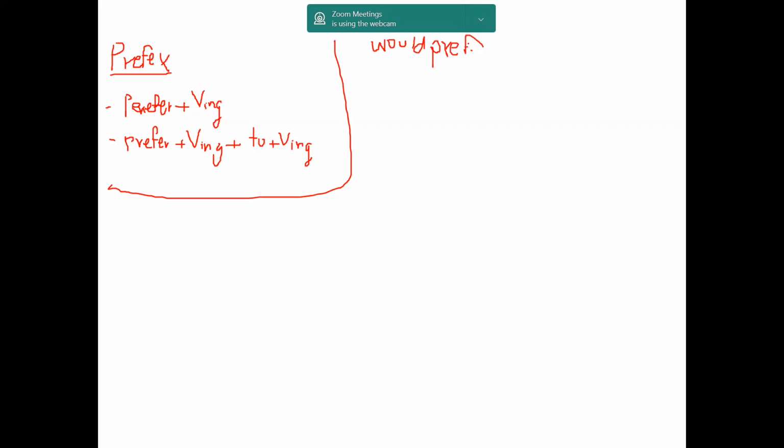Form number one, Norik: would prefer, or we can use the contraction, right? Apostrophe D, and then you just put prefer, okay? Apostrophe D and then prefer. Norik, give me one form of would prefer.